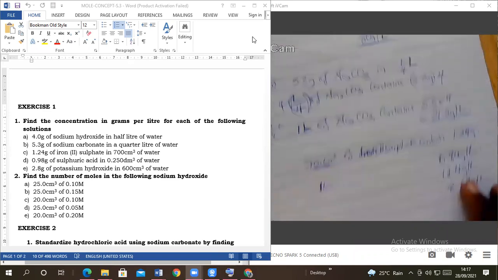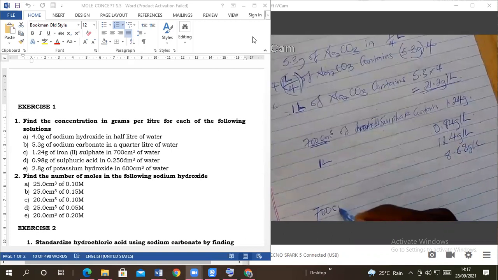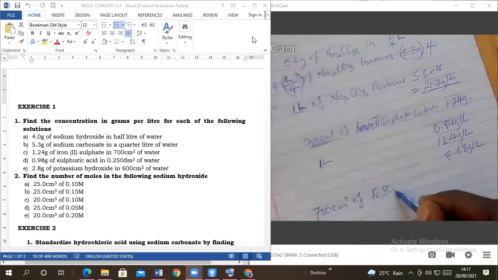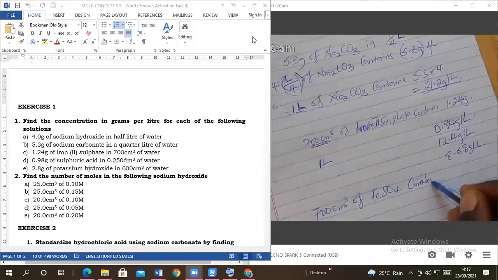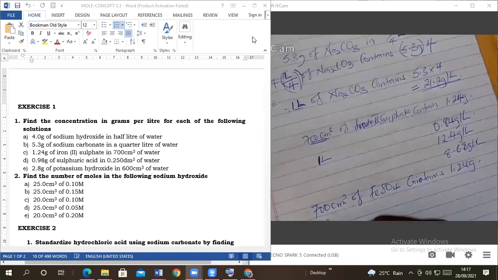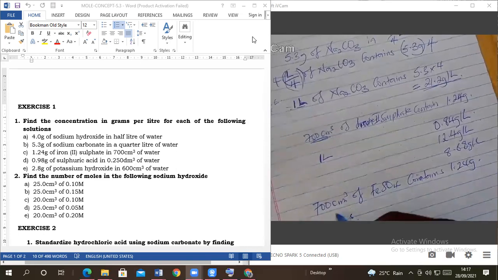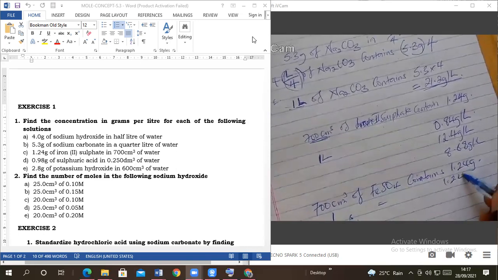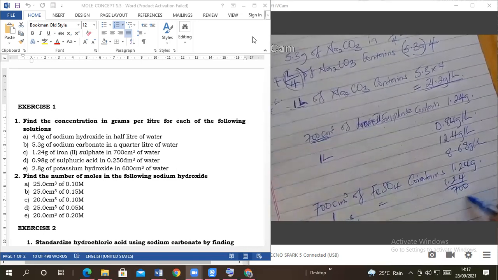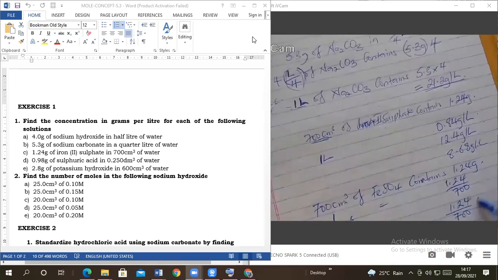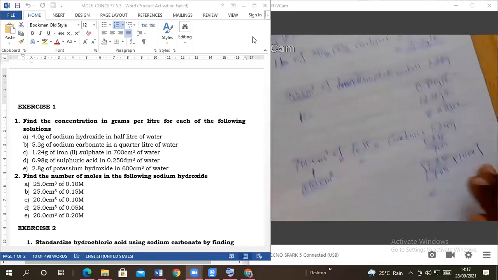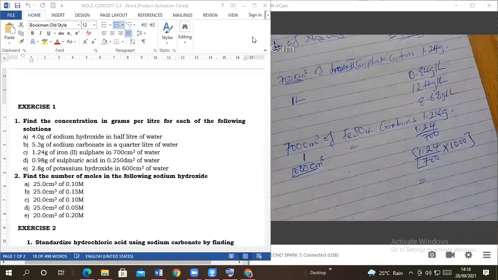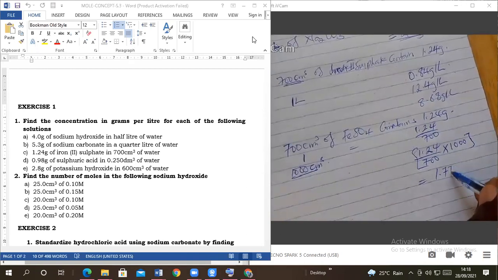Let's do the number together and we see that if 700 cubic centimeters of iron 2 sulfate contains 1.24 grams, what does 1,000 cubic centimeters have? So 1 is equal to 1.24 divided by 700. 1,000 cubic centimeters have 1.24 divided by 700 times 1,000. What is the answer? 1.77 grams per liter.